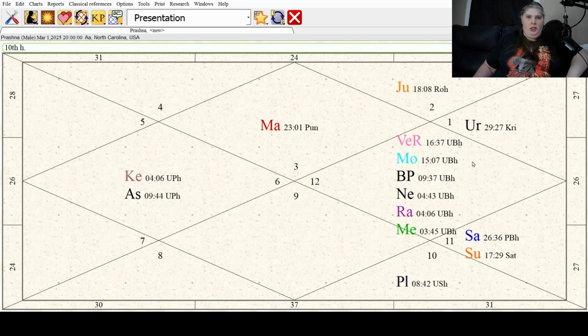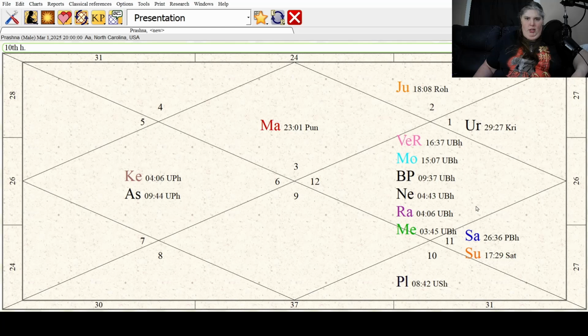Here, your reputation improves when you get higher education, when you deal with a mentor, when you travel, when you publish something. Here, your father could be dealing with losses. Father could even be getting grandmother's property during this time.